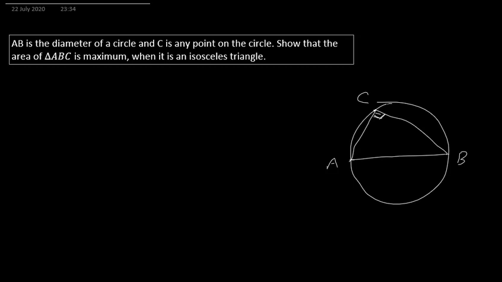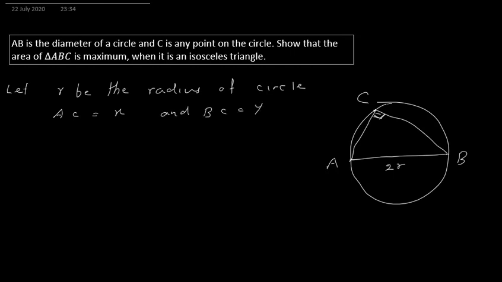AB is the diameter of the circle, C is any point on the circle. Show that area of triangle ABC is maximum when it is an isosceles triangle. Okay, so let R be the radius of the circle. So this whole distance will become 2r. Let us take AC as x and BC as y. So this distance is x and this distance is y.